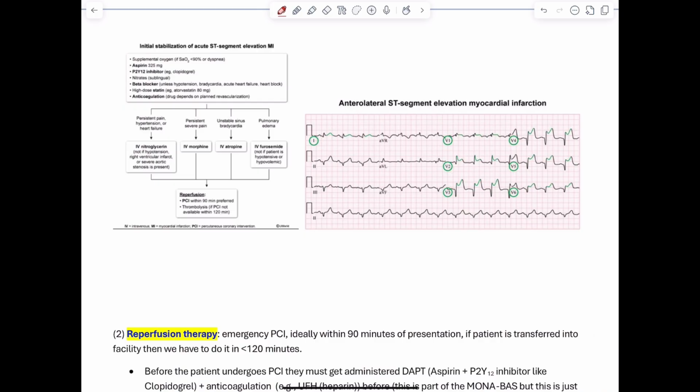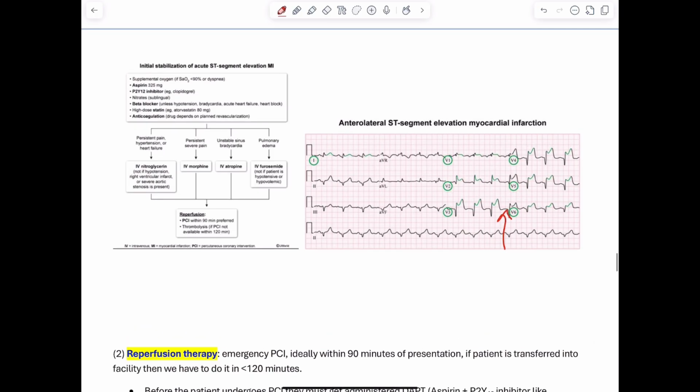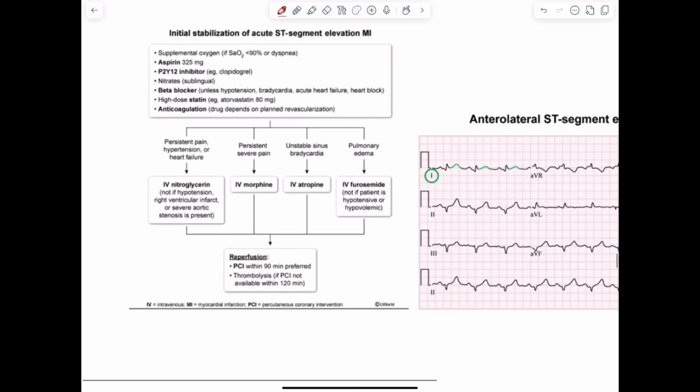Here is an example of a STEMI right here, okay? And here is the Nakoba's list I went through. And then here, if there's persistent pain or hypertension, we give extra IV nitroglycerin. If there is severe pain, we give IV morphine. If there is unstable sinus bradycardia, you give atropine. And if there is pulmonary edema, you give furosemide.